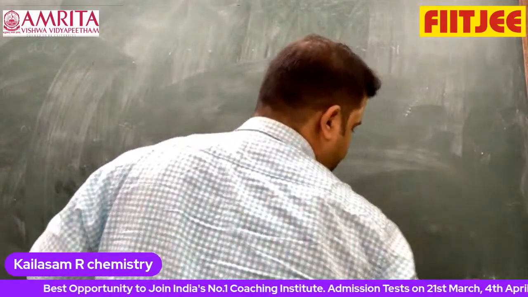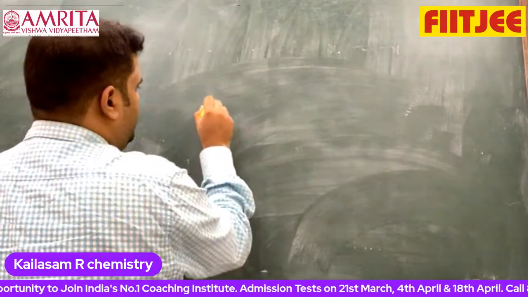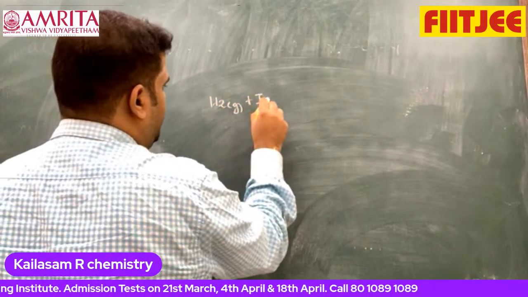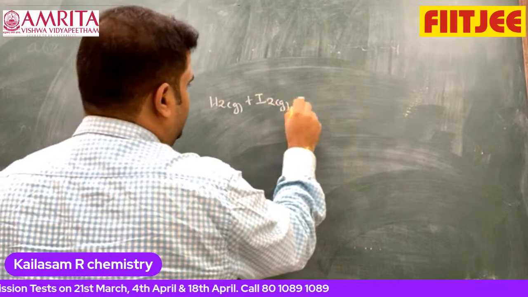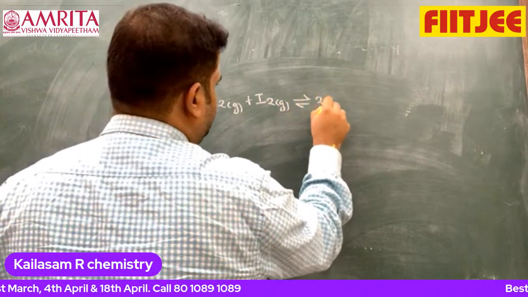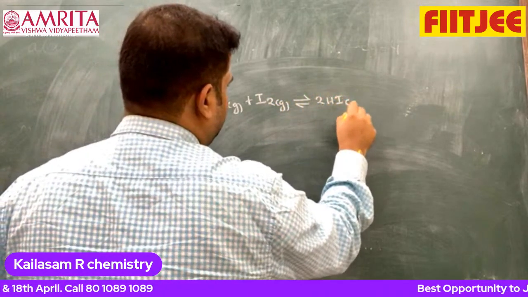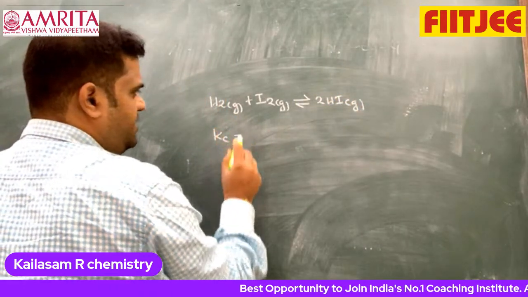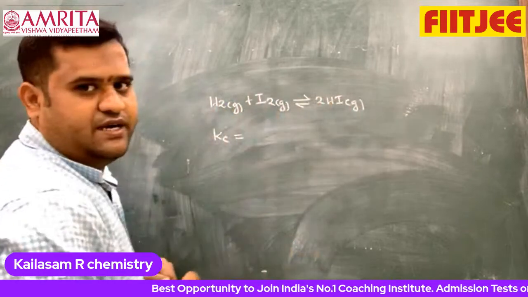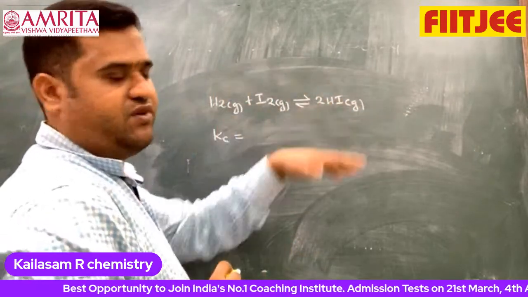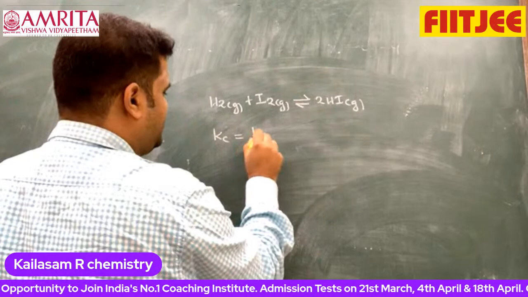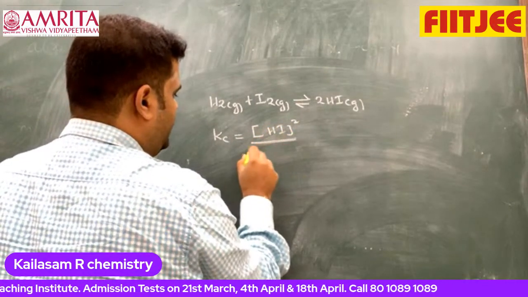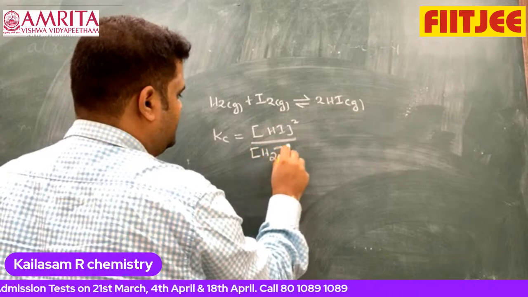Now let us take one simple example. I am taking H2 gas plus I2 gas in equilibrium with HI gas. Now I want to write Kc. Look at this. Kc means always the product by reactant. Now the equilibrium constant of the forward reaction can be expressed as [HI] whole square by [H2] into [I2].